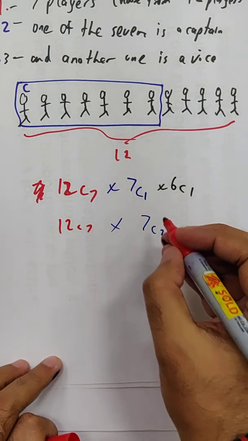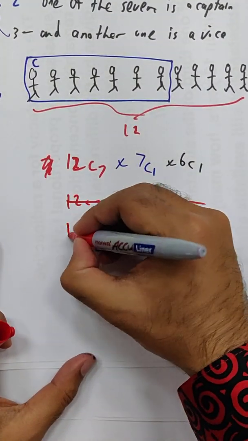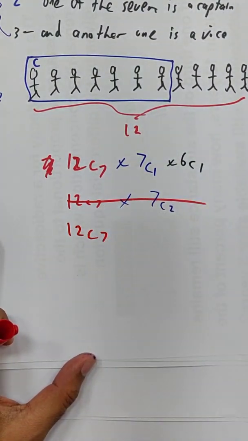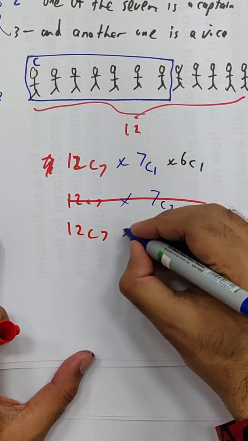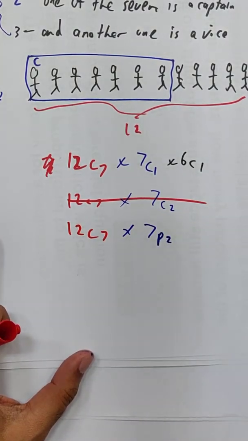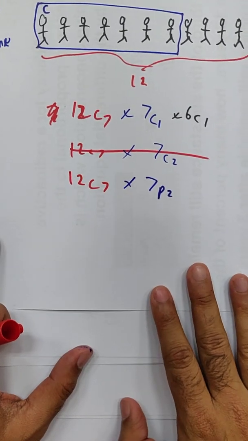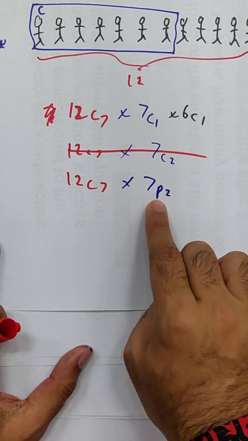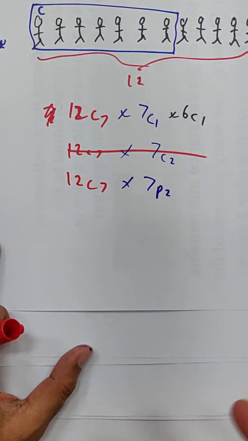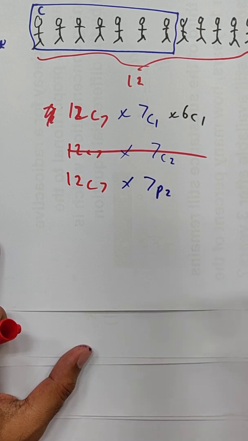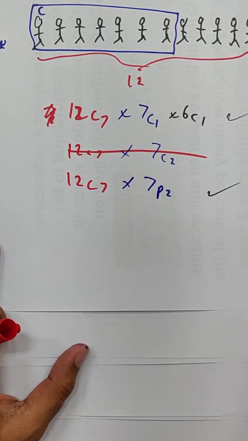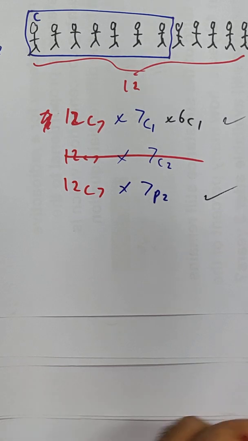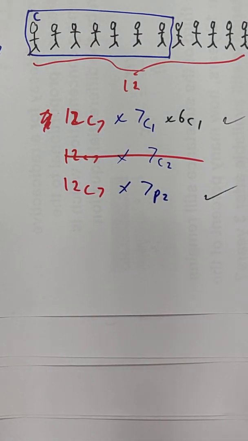Alternatively, another way of saying what I just said, since position matters, the alternative answer will be 7P2. Understand? This is also acceptable because position matters now. So which one to use, sir? Well, it depends on you. I'm just telling you, sometimes in an organization, sometimes in a team, position matters.